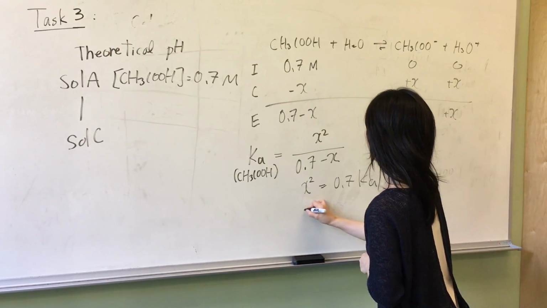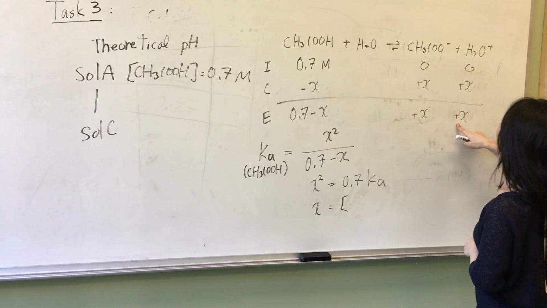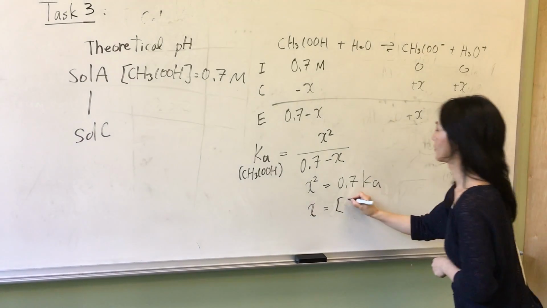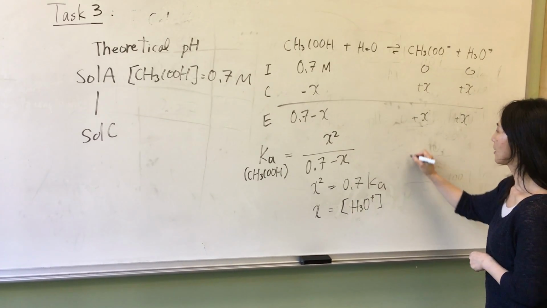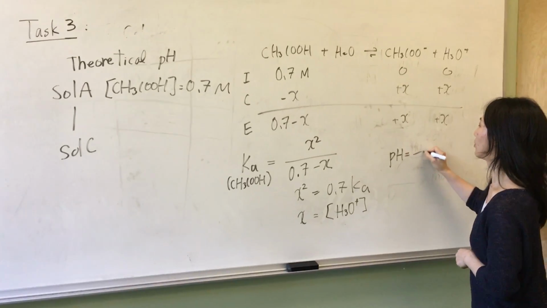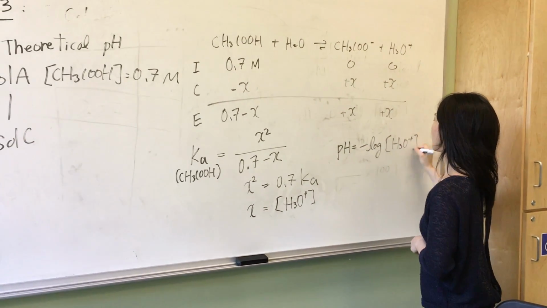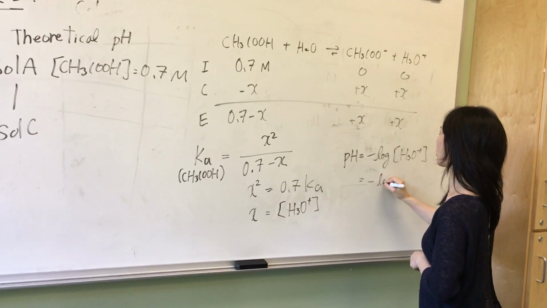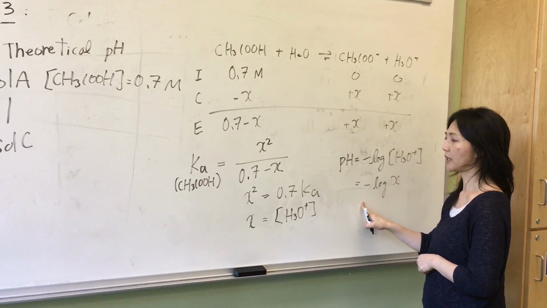Which means that x squared is simply going to be 0.7 times Ka, and then solve for x. Okay, that's equal to H3O plus. And the pH, of course, is minus log of H3O plus. So that means minus log of x. Okay, so that's your theoretical pH.